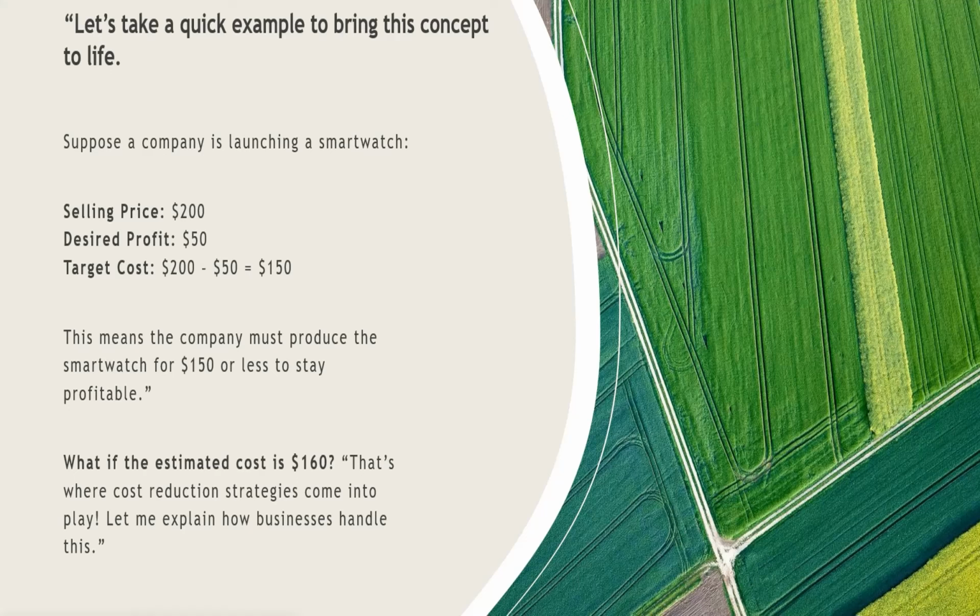Now what if the estimated cost is 160? If we incur a cost more than 150, that is 160, that's where cost reduction strategy comes into play, and let me explain how the business handles this. If such a situation occurs, it is known as a target cost gap. We are not able to meet our target cost, and the gap occurs. That's an amount of 10. Now the company will plan a strategy.